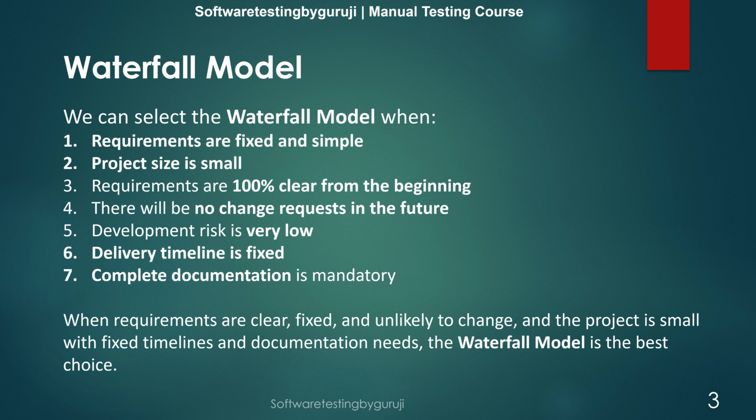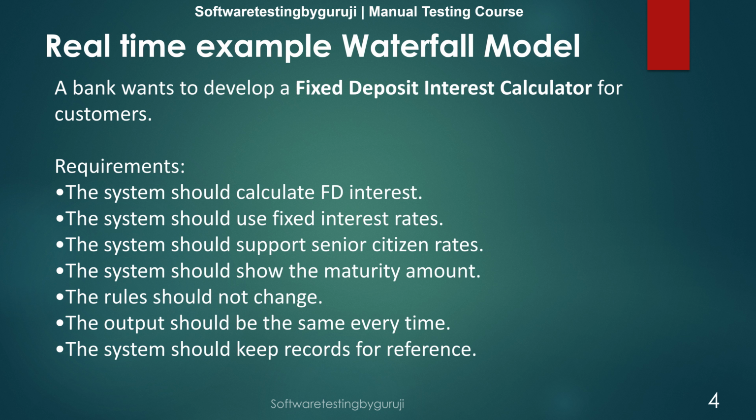When requirements are clear, fixed, and unlikely to change, and the project is small, with a fixed timeline and documentation needs, the waterfall model is the best choice. So accordingly, we have to select the waterfall model. Then let's understand a real-time example for the waterfall model. A bank wants to develop a fixed deposit interest calculator for customers.